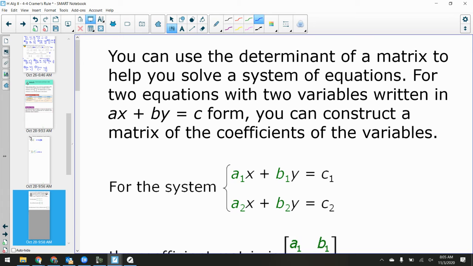So in sections 4.4 and 4.5, we get to apply what we knew in chapter 3 to what we've learned in chapter 4. You can use the determinant of a matrix to help you solve a system of equations. For 2 equations with 2 variables, make sure you make note of that, it's got to be in standard form. Has to be in standard form.